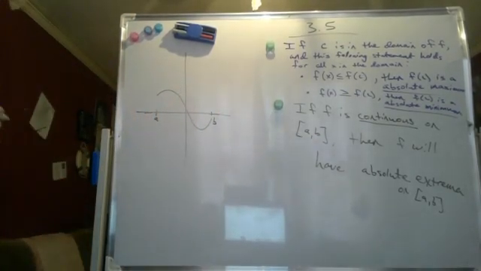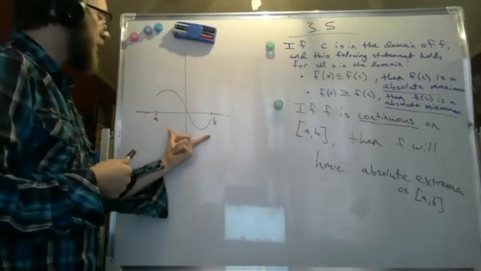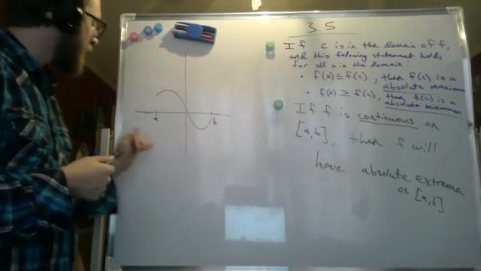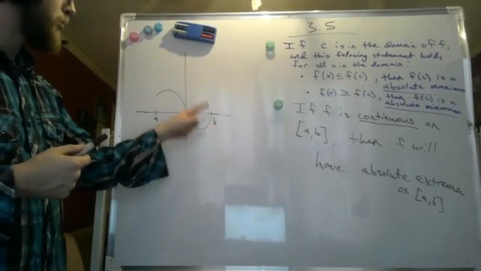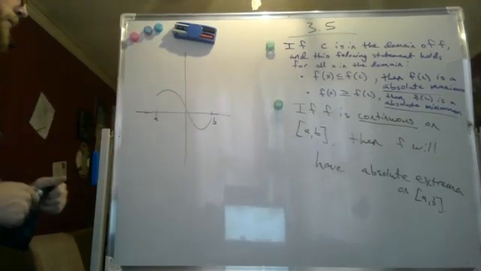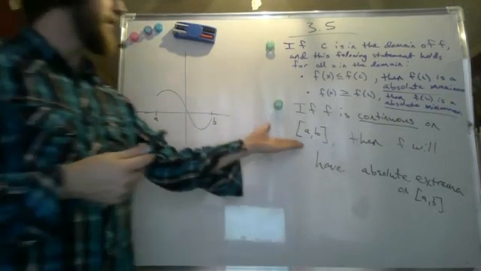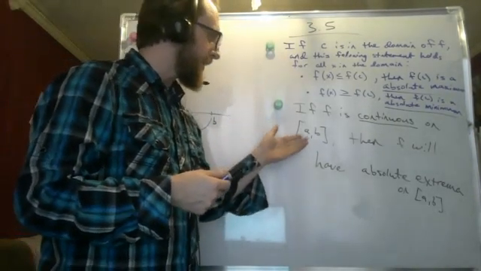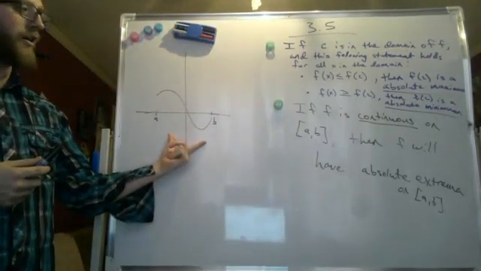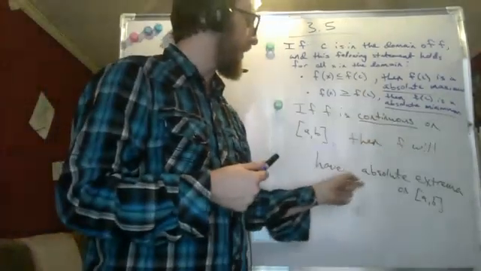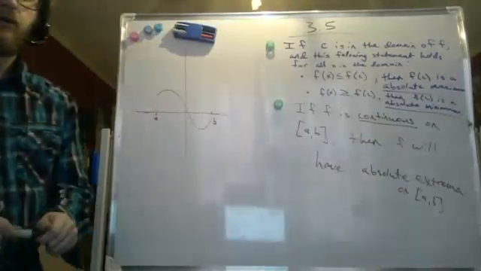And so now we're just looking at this restricted part of this graph. And note that it is also continuous. It doesn't have any points of discontinuity or breaks anywhere. So this statement says that if we have a continuous function on some closed interval, like we do here, then we will have absolute extrema.